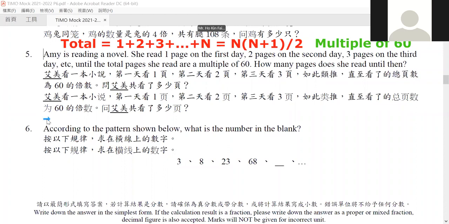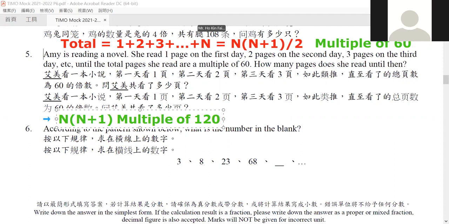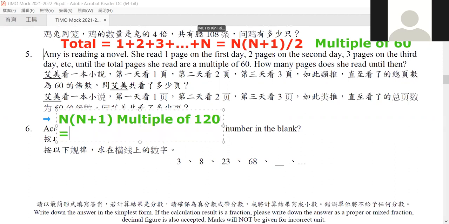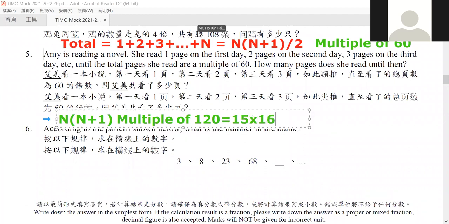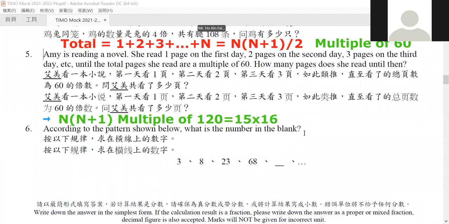If n times n plus 1 divided by 2 is a multiple of 60, which means that n times n plus 1 must be a multiple of 120, because we multiply both sides by 2, right? But 120 is equal to 15 times 16. So of course, in that case, our n can be equal to 15. So by this, we know that the total number, 1 added until 16, will be equal to 16, and hence this is our answer.